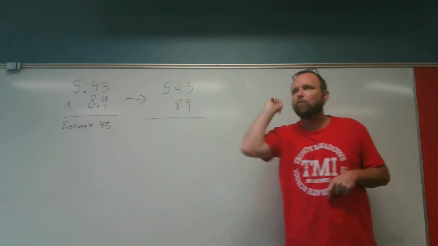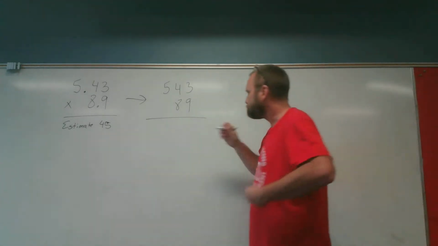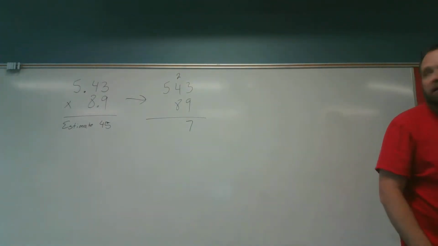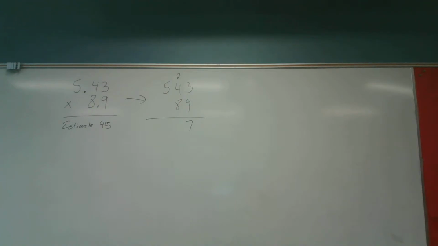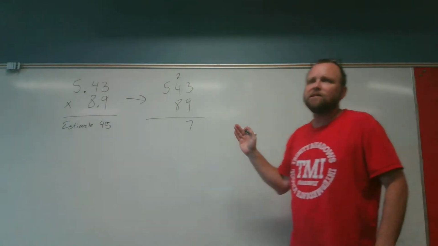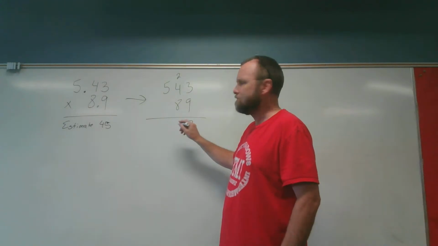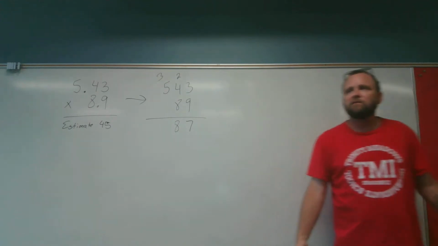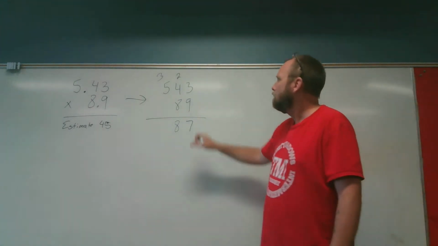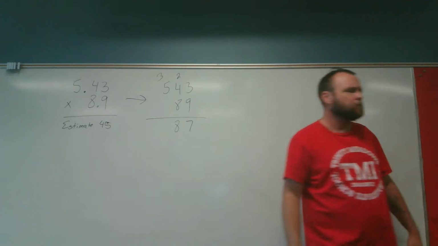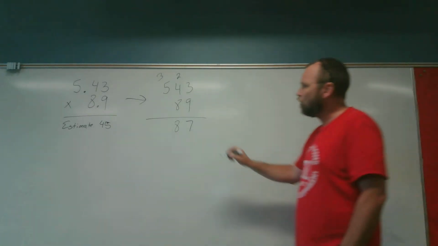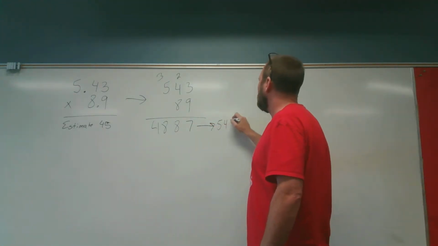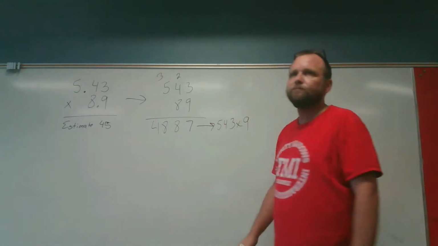9 times 3 is what, Paul? 27. So 7 ones, 2 tens. Paul, 9 times 4 is what? 36. Plus 2 more tens is 38 tens. So 38 tens is the same as 380. Paul, 9 times 5 is? 45. Plus 3? 48. So what we just did, Paul, is we multiplied 543 times 9.